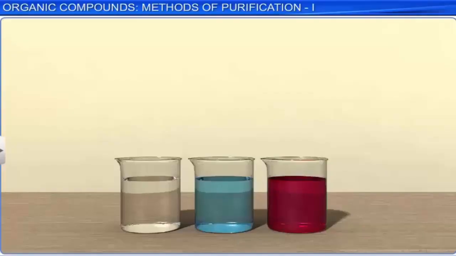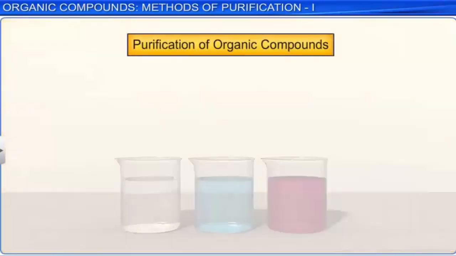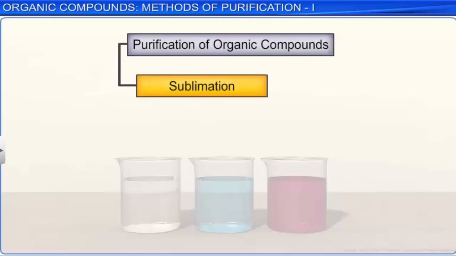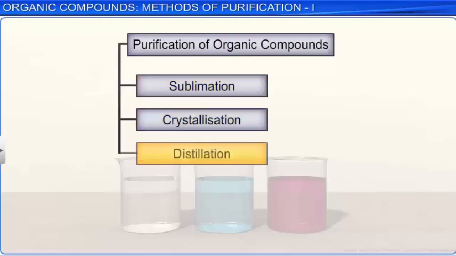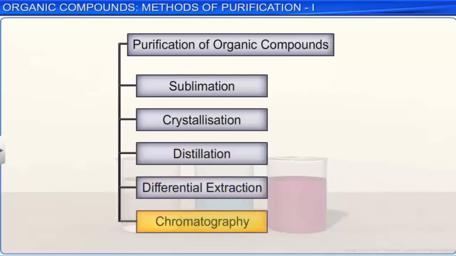Based on the nature of organic compounds and the impurities present in them, organic compounds can be purified using 5 different methods. These are sublimation, crystallization, distillation, differential extraction, and chromatography. In this module, we will look at the first 3 methods.